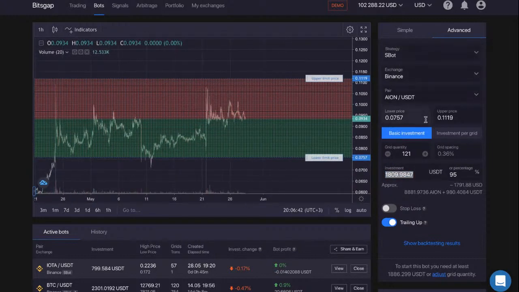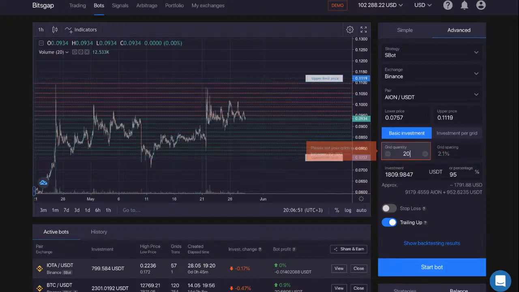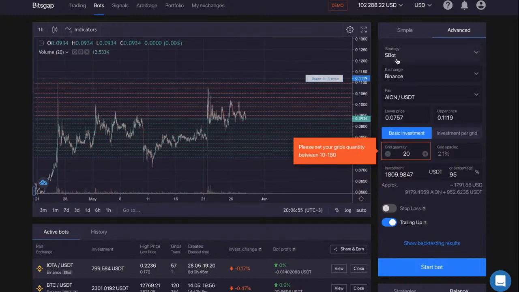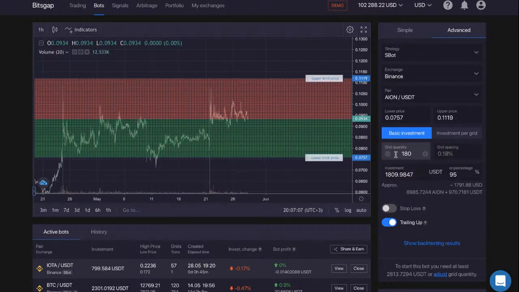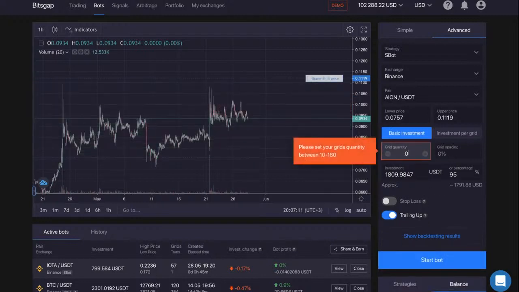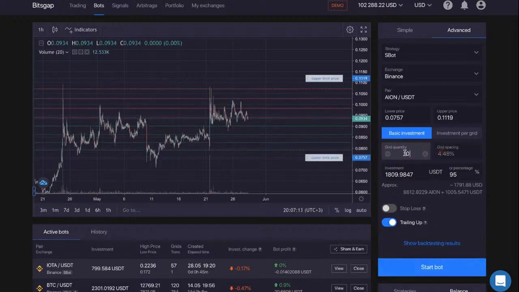And with the SBot implementation, we now have in total possible grid quantity of 200. So before that it was only 100. No, actually it's telling me now 180 for this cryptocurrency pair. All right, so it's 180, but before that it was only 100. And it was also the minimum amount of 20, and now you can set the bot with the minimum amount of only 10 grid levels.